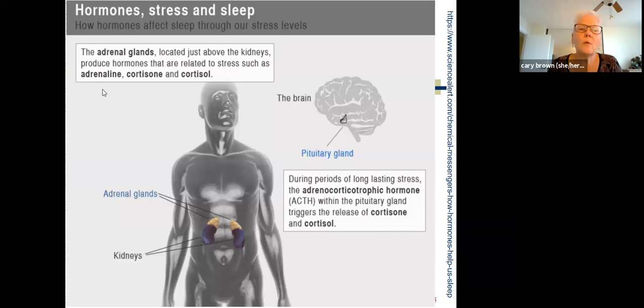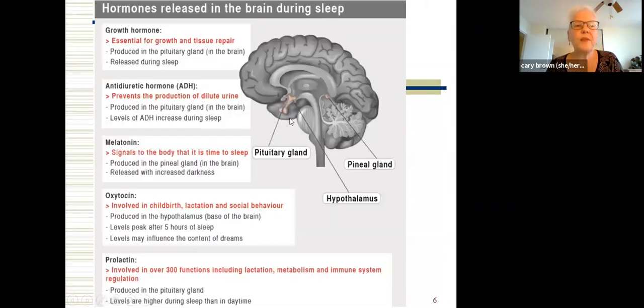And what we know is that there are many hormones that are regulated during sleep, and that regulation is also important for having good sleep. So things like growth hormone: if you're sleep deficient, growth hormone is interfered with. We know that's important for healing.